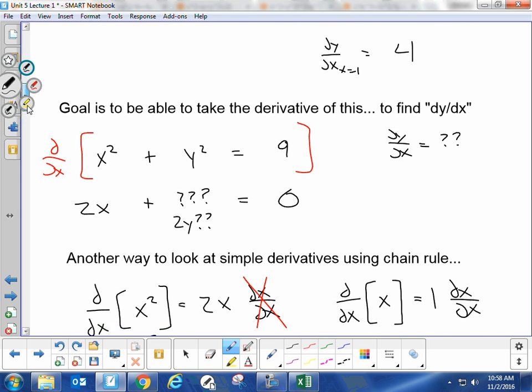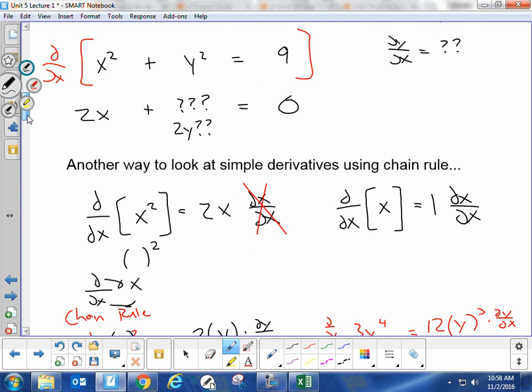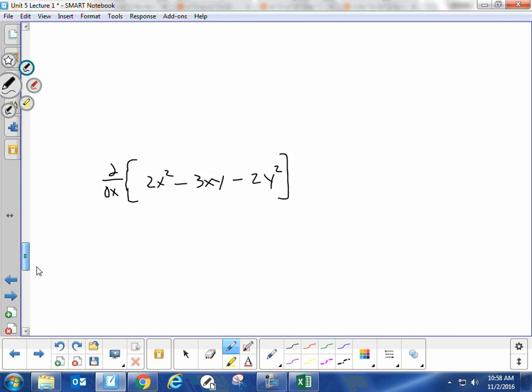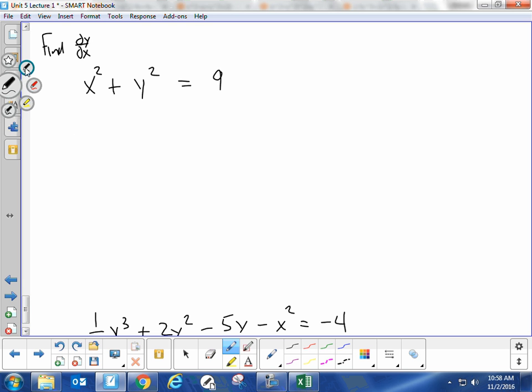But now, let's go ahead and look at x squared plus y squared equals 9. We're able to take its derivative completely. We're able to find dy dx. So come back to this. We knew the derivative of x squared was 2x. The derivative of 9 is 0. Now the derivative of y squared we know is 2y dy dx.